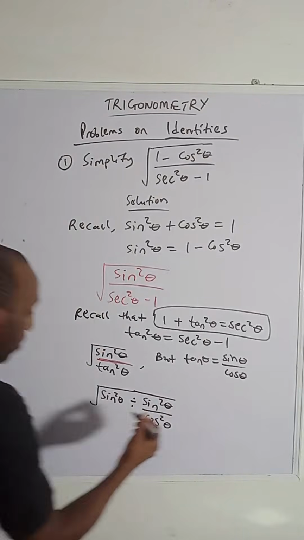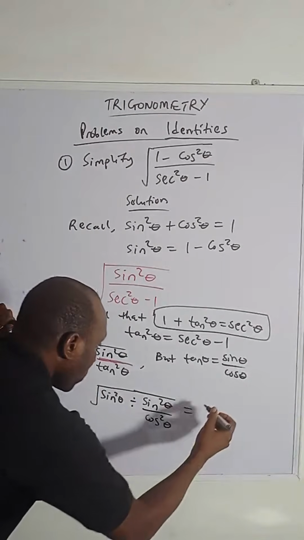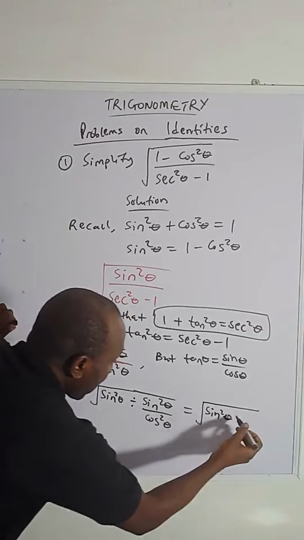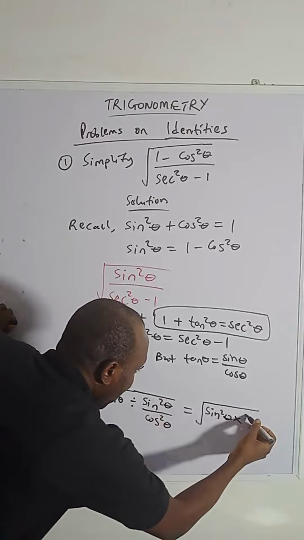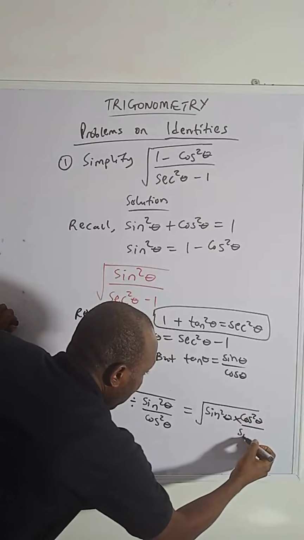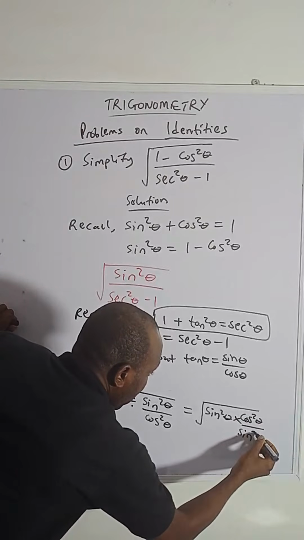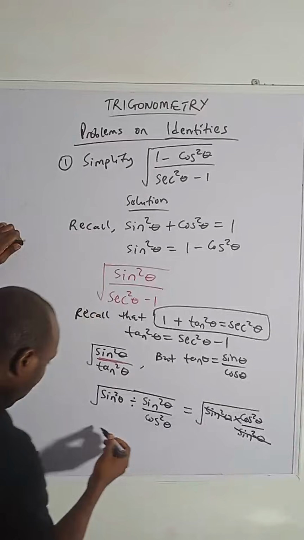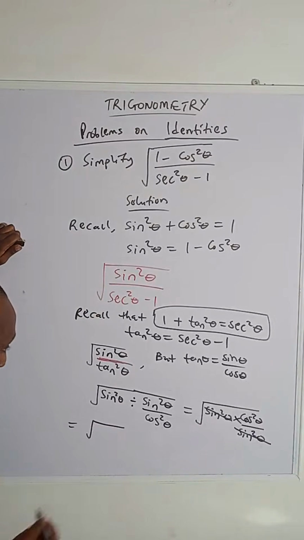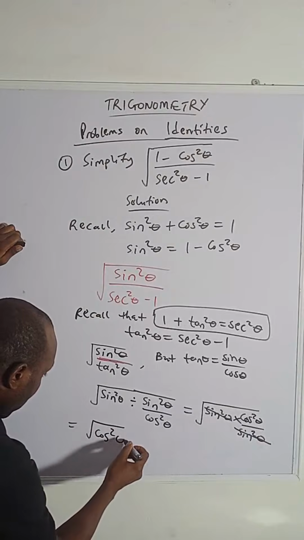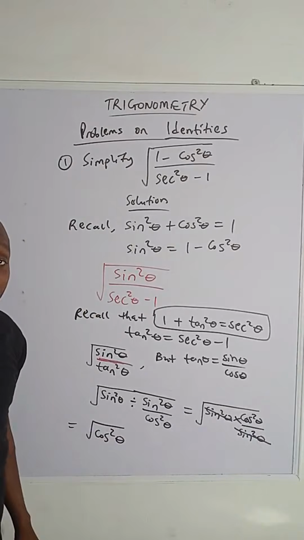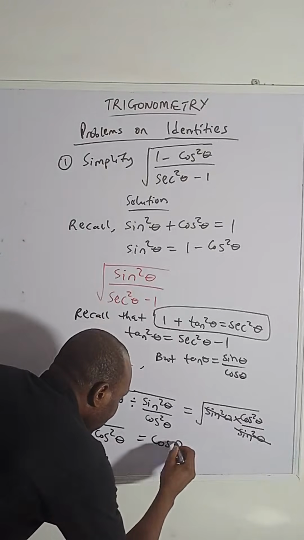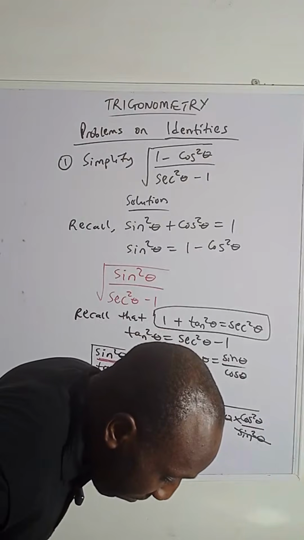Does that make sense? So this is equal to the square root of sin square theta. If you change division to multiplication, you have to take the reciprocal of this, so you have cos square theta over sin square theta. This cancels this, and all you have left is the square root of cos square theta, which is cos theta. So we have gotten our final answer.